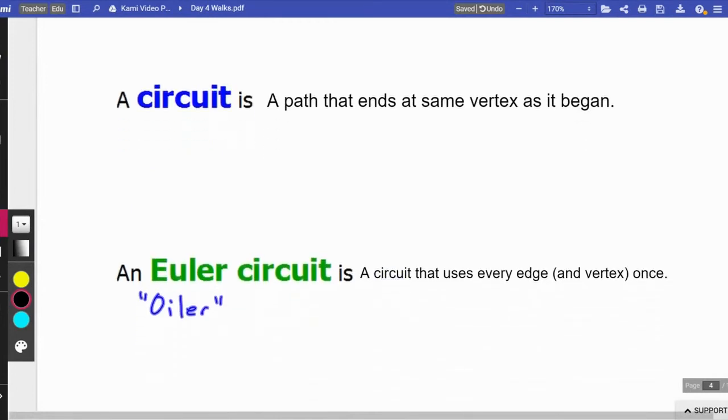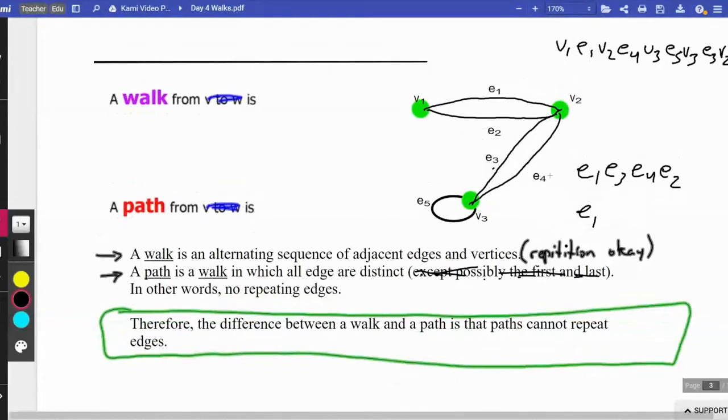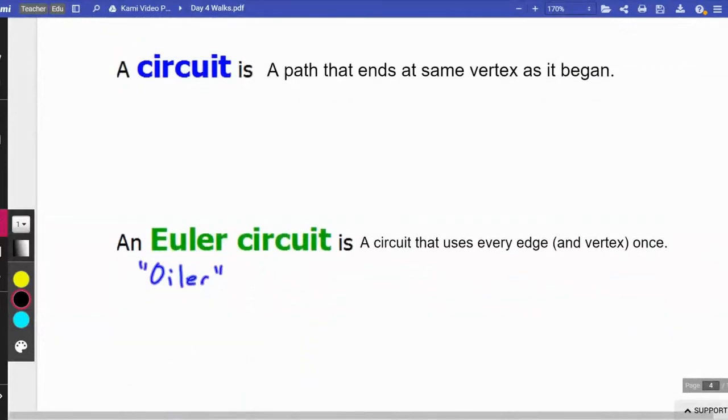Then, a circuit is actually what I just did. It's a path that ends at the same vertex as it began. And the circuit is a path, so we're not supposed to repeat any edges. That was exactly what we just did: E1, E3, E4, and E2. We got back to V1, and we started at V1. So that would have been an example of a circuit. And it's a path, so your edges got to be distinct.